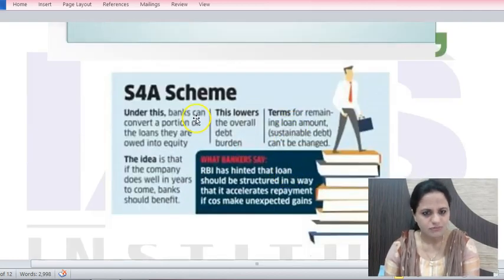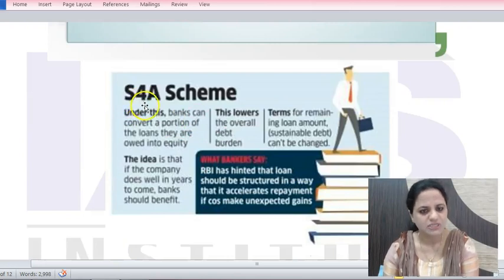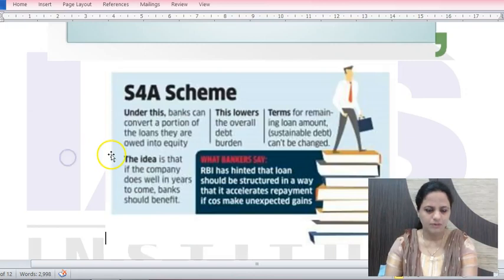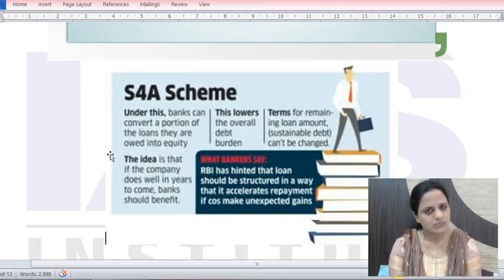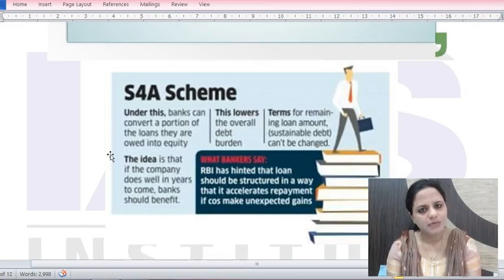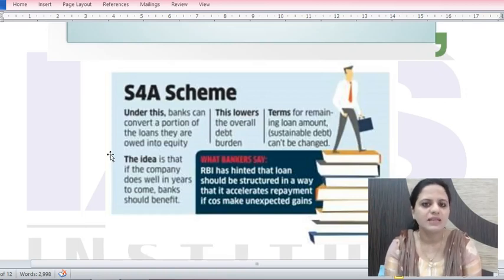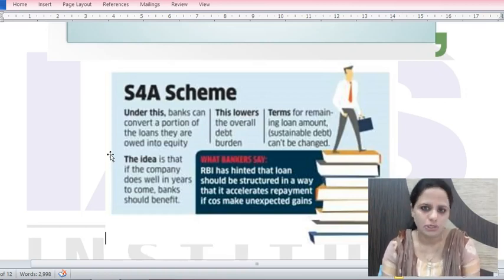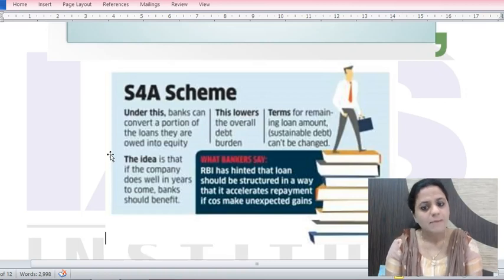And the S4A scheme, which we saw, the Scheme for Strategic Structuring of Stressed Assets. This is a scheme under which banks can convert a part of the loan into equity. So if the company has been provided a loan and the debt it owes it is not able to repay, then if a part of it becomes equity, the banks have a stake in the company. So if the company makes profits, the banks will also benefit, and the debt burden is also reduced. This was the purpose, but the remaining loan amount shall remain. Only a part of it can become equity.